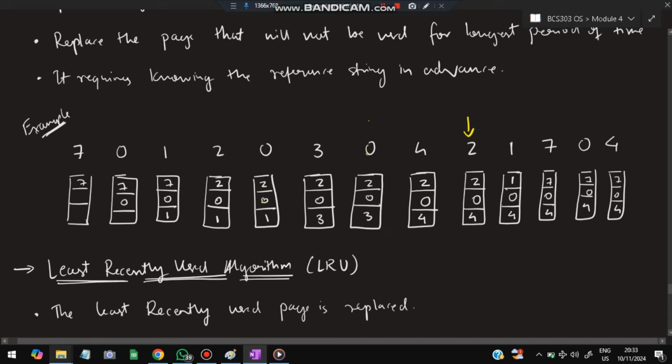0, where is 0 coming? 0 is coming here. 1, where is 1 coming? Here. Least used is this one, I'll replace 1 with 3. Like that I'll keep on continuing until I reach the end of the reference string. Okay, in this way, when we do, this is called the optimal algorithm.